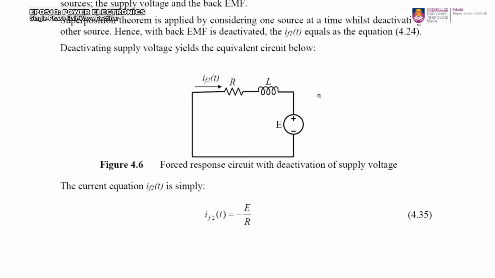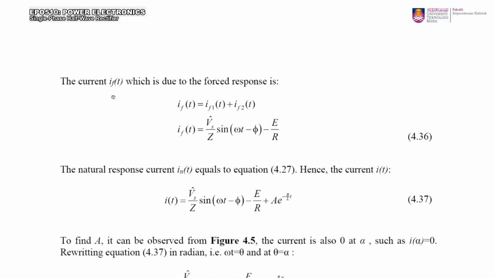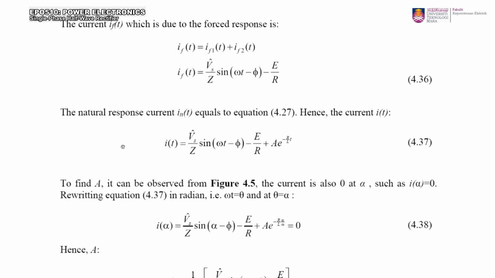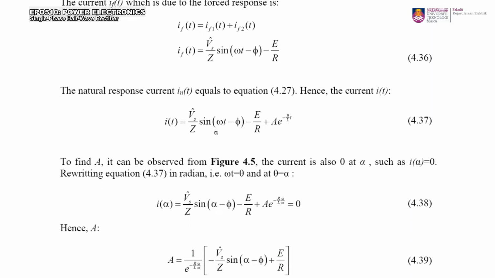Okay, so there will be no current change, no voltage drop across L. So what is left is only IF2 equals negative E over R. So it is in the opposite direction. Therefore, the total forced current IFT equals IF1 plus IF2. So this is from the previous section, and then minus E over R, and you combine with the natural response. This is what you're going to obtain.